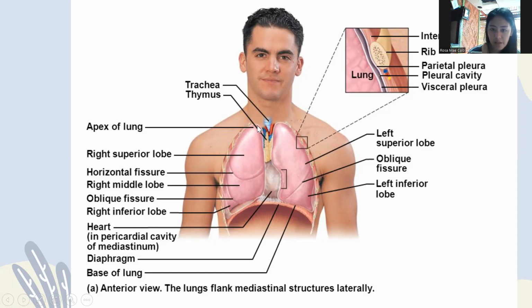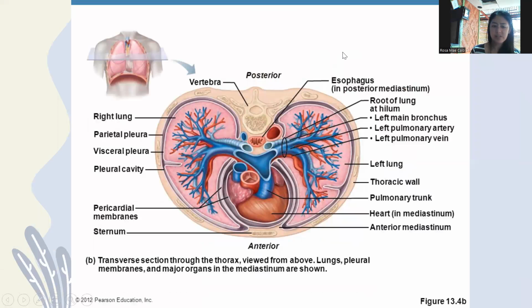We can see here the apex of the lung, the right superior lobe, the horizontal fissure, the right middle lobe, the oblique fissures, the right inferior lobe, the heart, which is in the pericardial cavity of the mediastinum, the diaphragm, the base of the lung, the left superior lobe, the oblique fissure, and the left inferior lobe. So we can see here the difference: the right has three lobes, and the left has only two lobes.